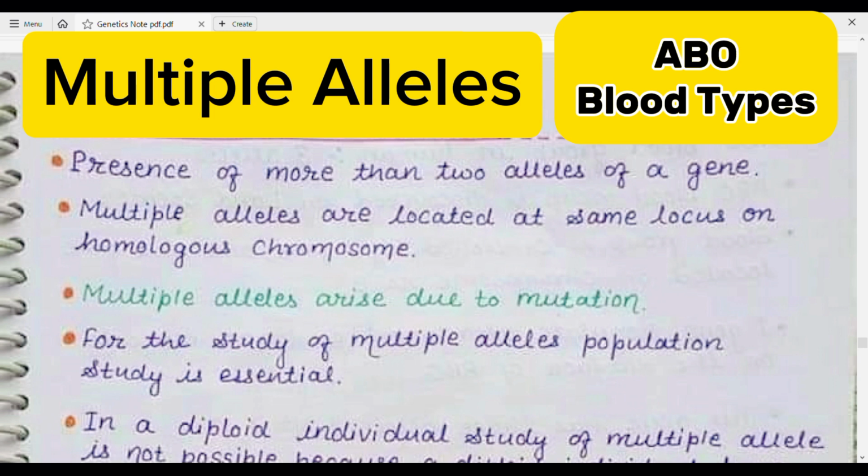Multiple alleles arise due to mutation, or we can say that multiple alleles arise due to gene mutation. For the study of multiple alleles, population study is essential. A population can be defined as a group of individuals of the same species living in an area at a particular time.